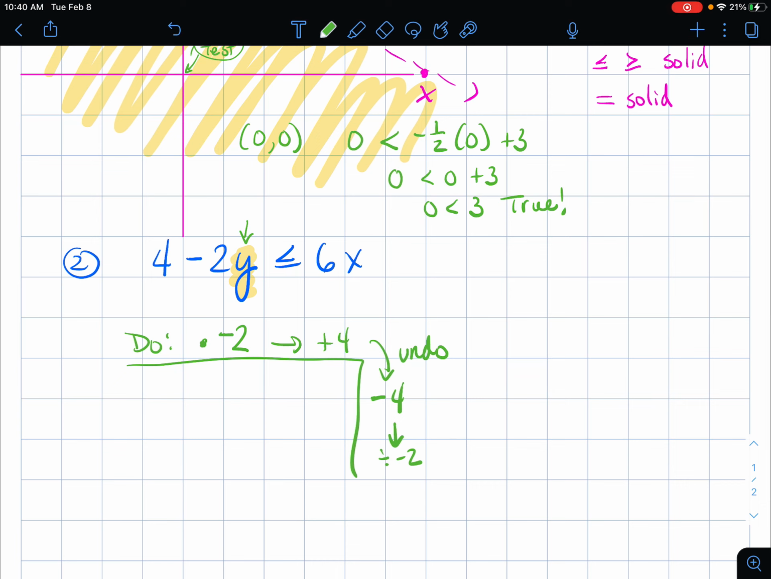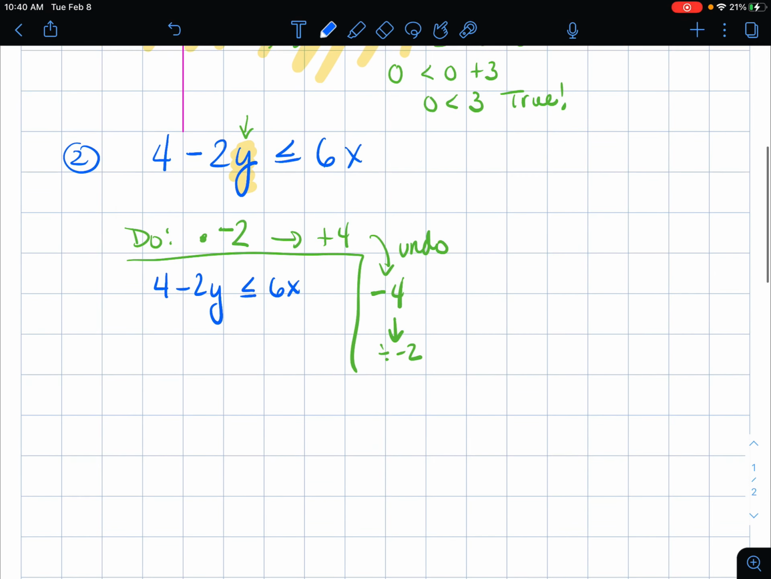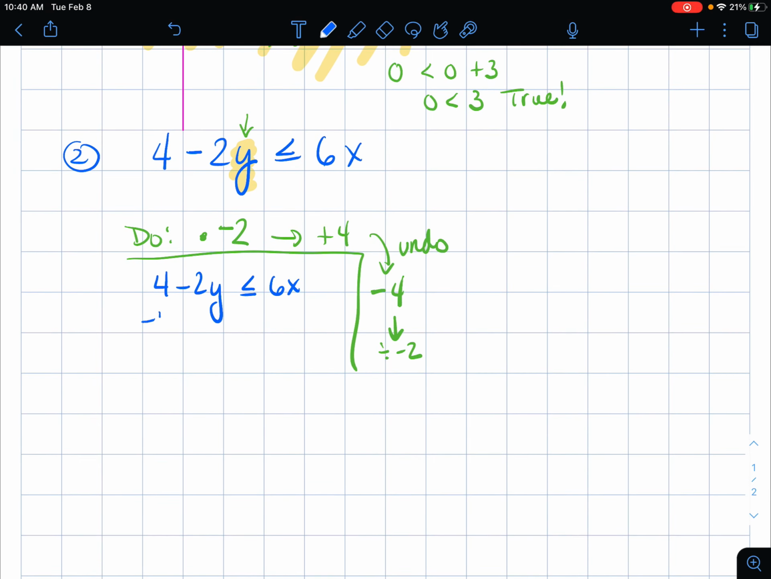So let's go ahead and solve for y. I'm just going to rewrite this here. And I definitely encourage you to pause and try some of these steps to make sure you're comfortable. 4 take away 4 is 0, so I'm left with -2y is less than or equal to 6x take away 4. The next step says to divide by -2.